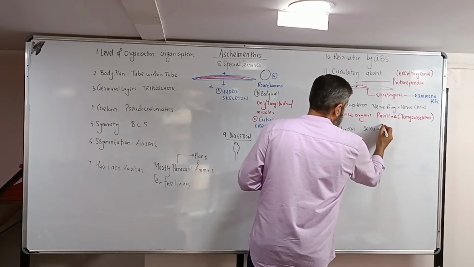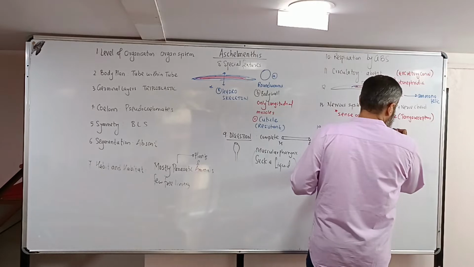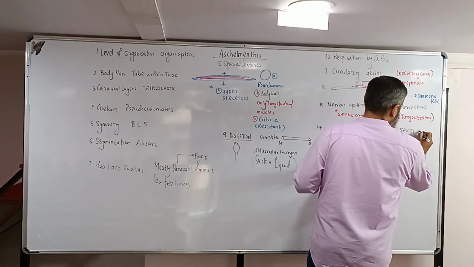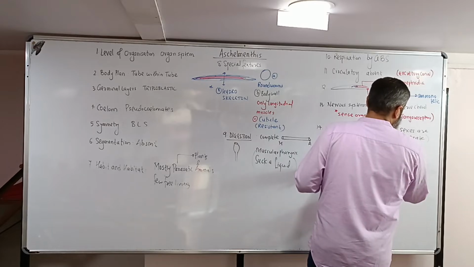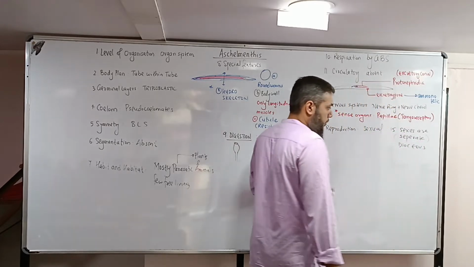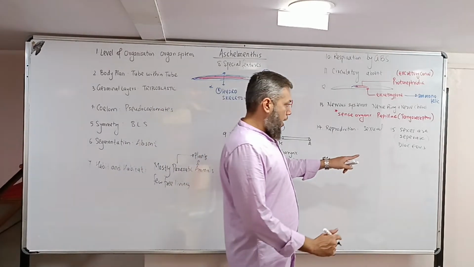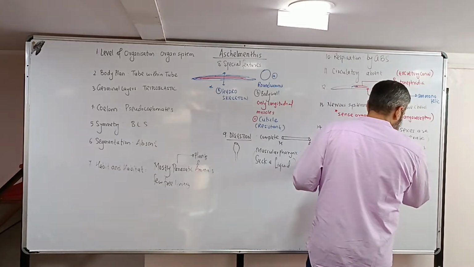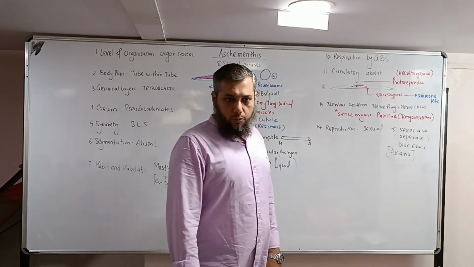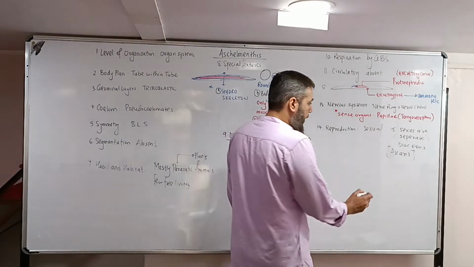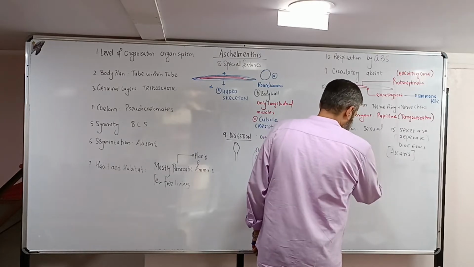They show which reproduction? Sexual reproduction. What is the 15th point? Sexes are separate, meaning they are dioecious. We can differentiate between male and female. And in the case of Ascaris, they are dioecious. You can easily distinguish between male and female.